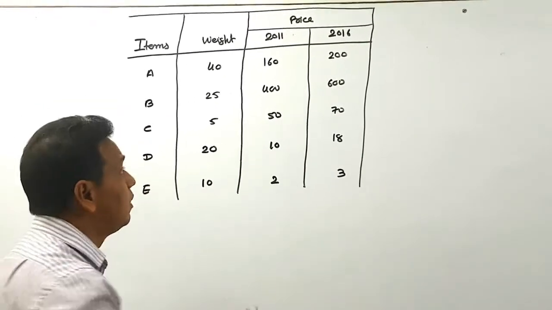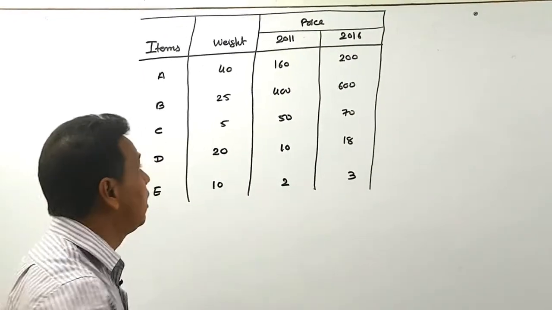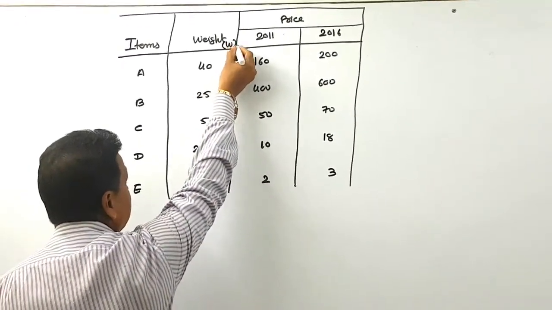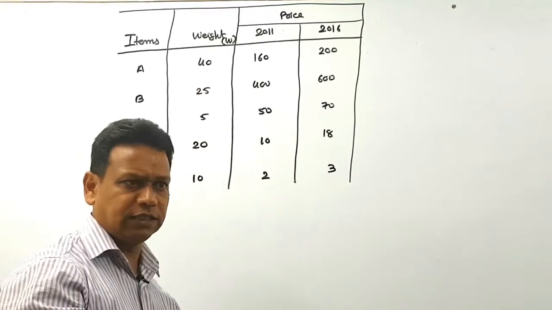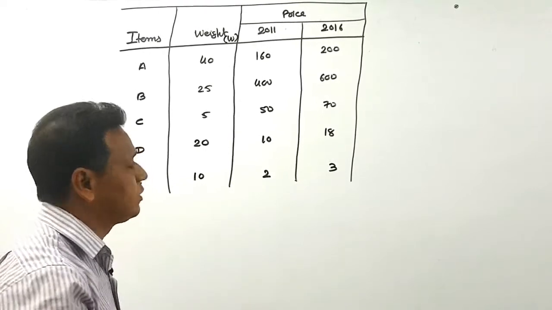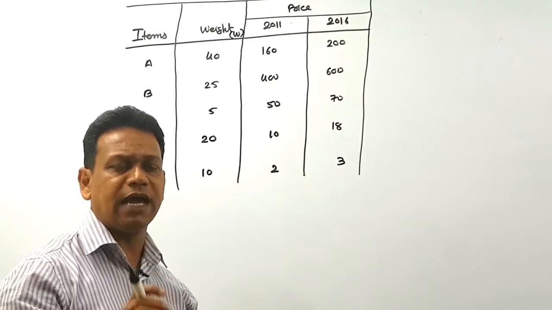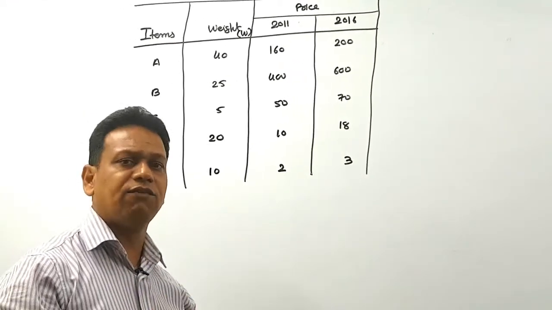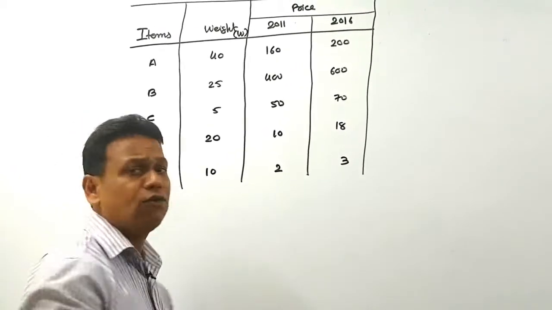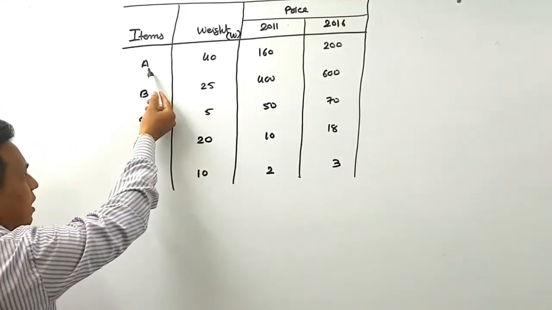As I have written illustration number 11 on the board, my dear friends, you can see easily the things that are available. They have given prices for 2 years, 2011 and 2016, and they have given weights. Weight is indicated by W. Sometimes instead of weightage they use the word importance, but the meaning is the same. So if weights are available, it is clear that we have to find the weighted average index number, and the formula is sum of IW divided by sum of W. This means that for this data, first of all, we find the index number for each commodity.